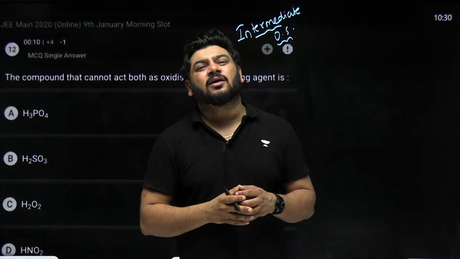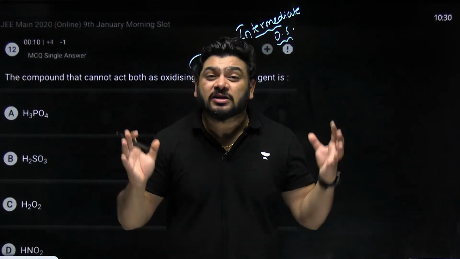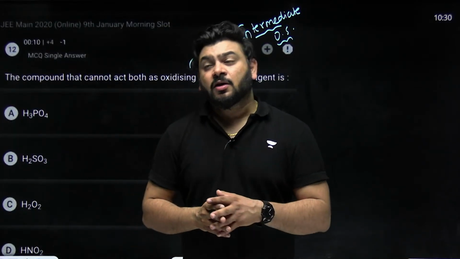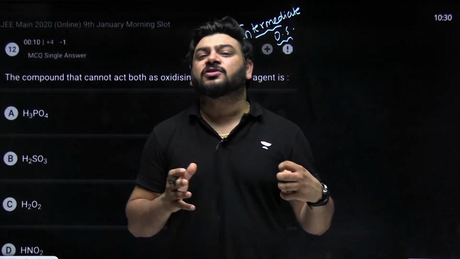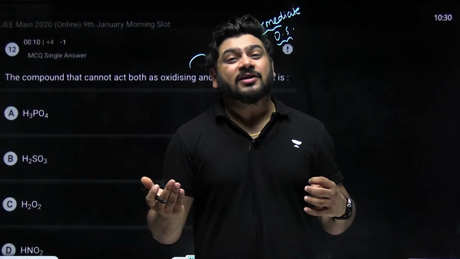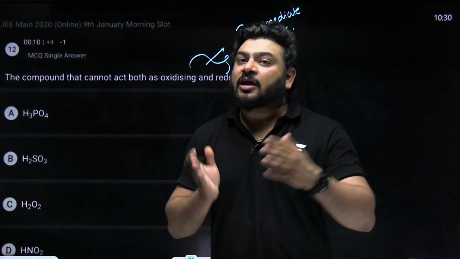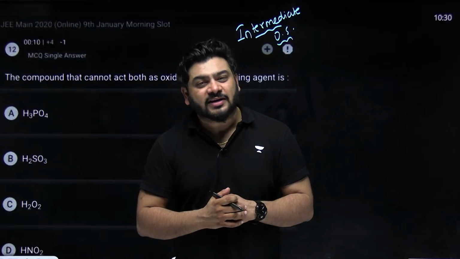Let us take KMnO4. Manganese with positive 7 is the highest oxidation state possible for manganese. It has only one possibility: positive 7 can only go to reduction in the oxidation state. Something which undergoes reduction is called an oxidizing agent. So this species, KMnO4 or MnO4 minus, can only behave as an oxidizing agent.